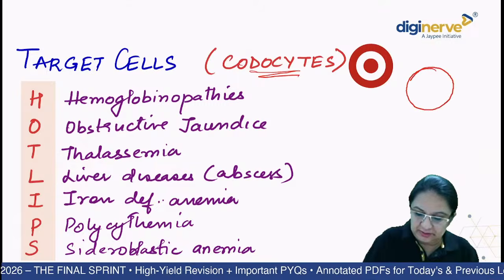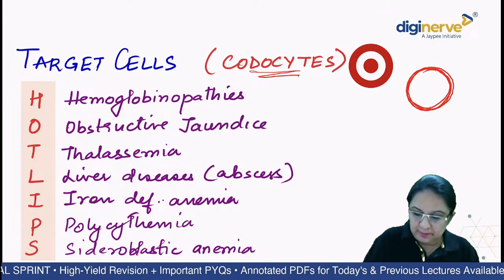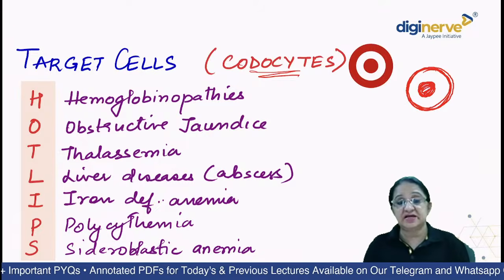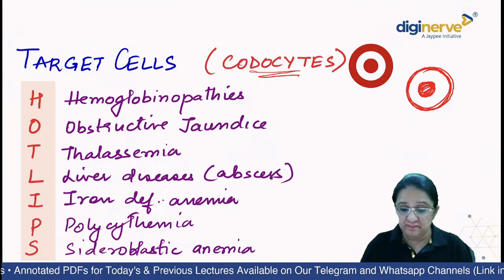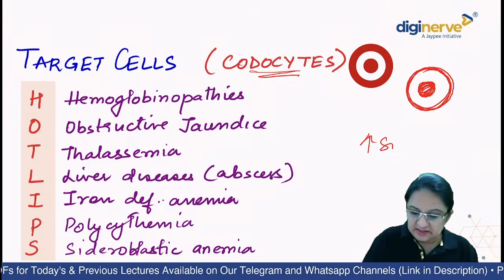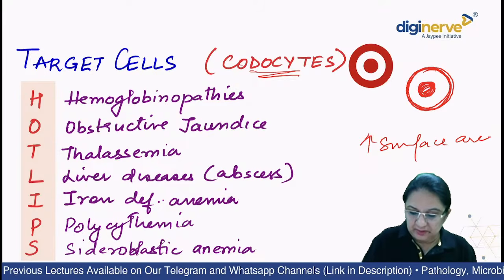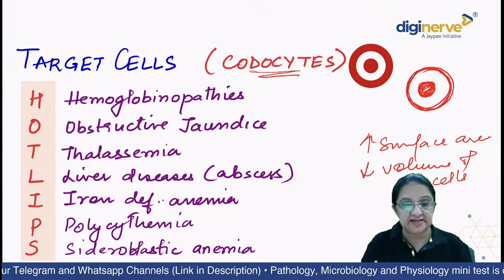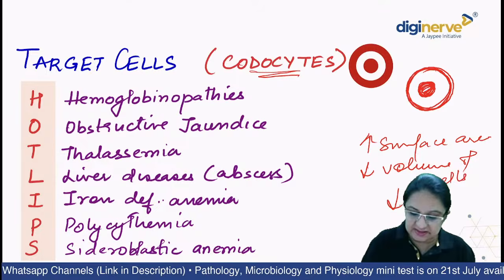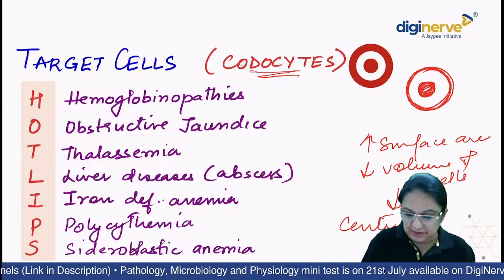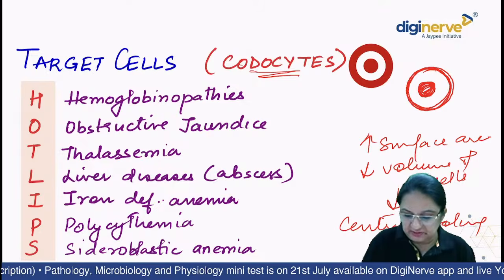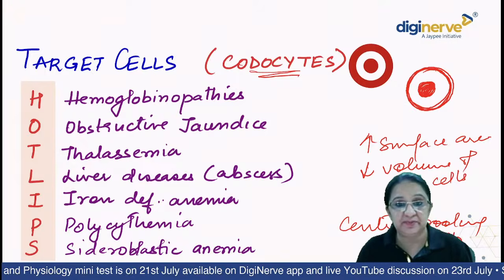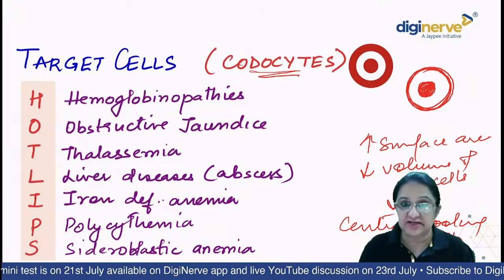You have an outer stain, the cell stains outer and inside central. What is the mechanism for target cell formation? There is increased surface area and reduced volume of the cell. Why? Because hemoglobin is less. So reduced volume results in central pooling of the hemoglobin. That is why the stain is taken up here. This gives the appearance of a target cell or bullseye appearance, codocytes.